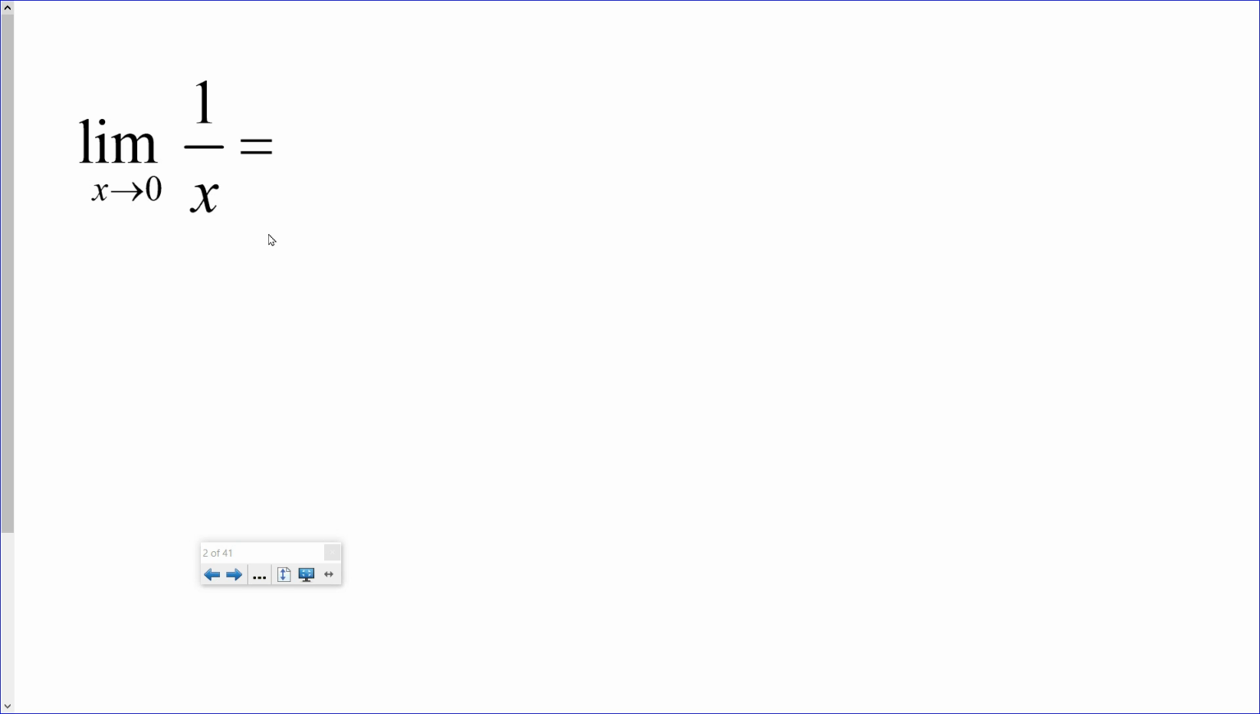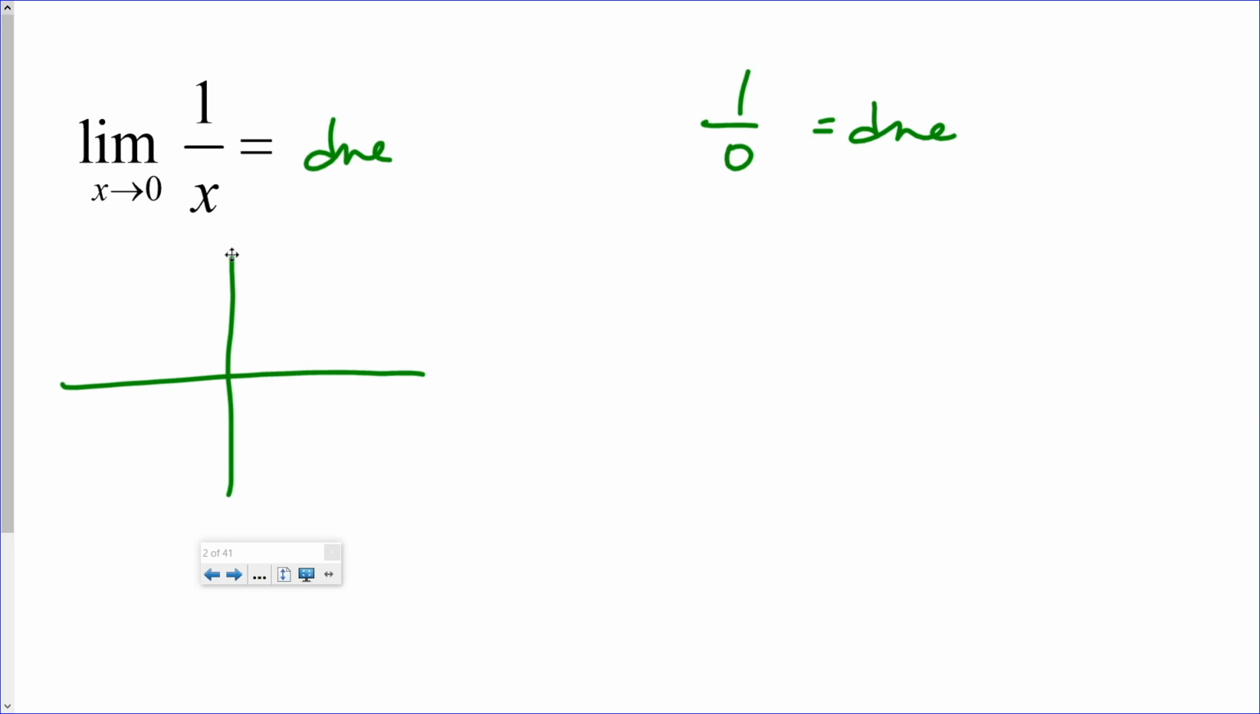Okay, let's look at this problem here, guys. What's the answer to this? Do you remember from way back when? What's the answer to the limit of 1 over x as x goes to 0? It is DNE. How did you figure that out, though? Oh, because you said 1 over 0 is undefined? Okay. Do you remember, if you look at the picture, I heard someone say that?